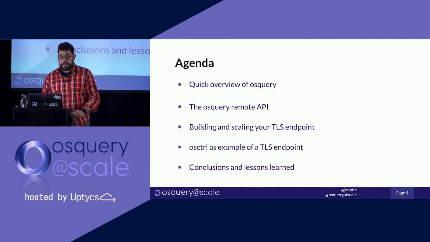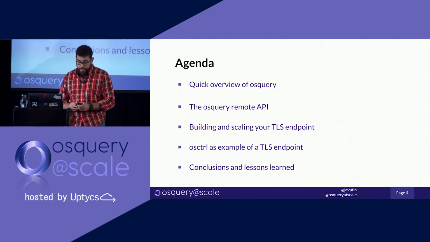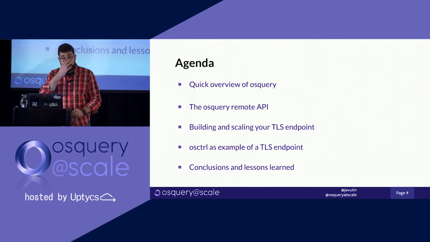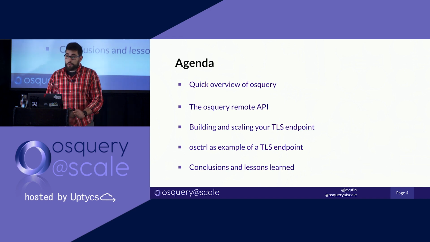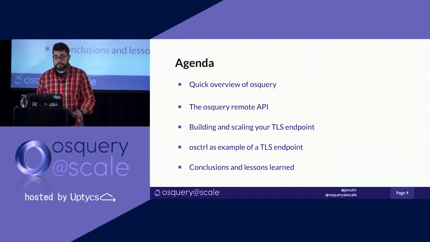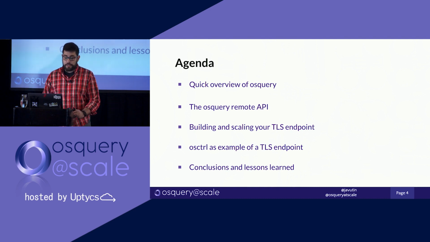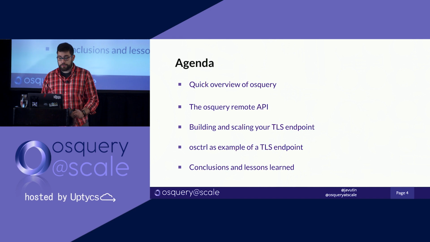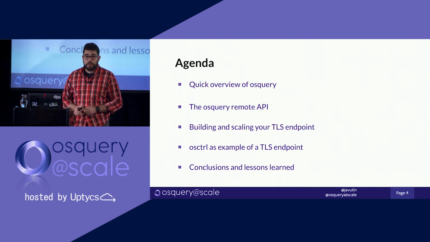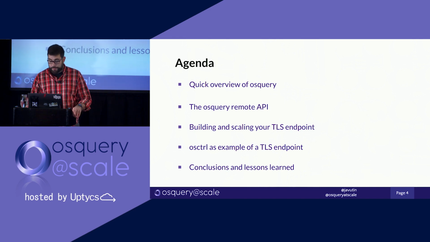I'm going to go through the details of the Osquery remote API, which is going to be the basics when you want to build a scalable solution that sits on top of Osquery, in this case a TLS endpoint. I'm going to go through the details of building and scaling your own TLS endpoint. I'm going to show you an example of a TLS endpoint that I recently built and open sourced a few months ago. It's osctrl, and then let's go through some conclusions and lessons learned.